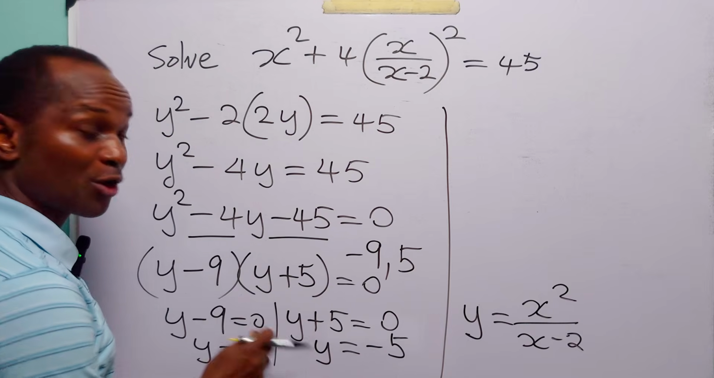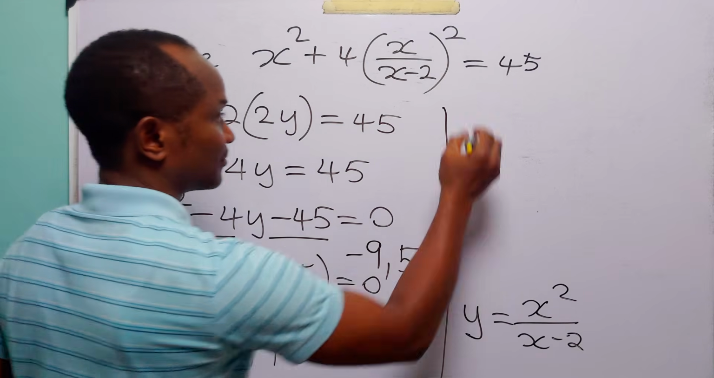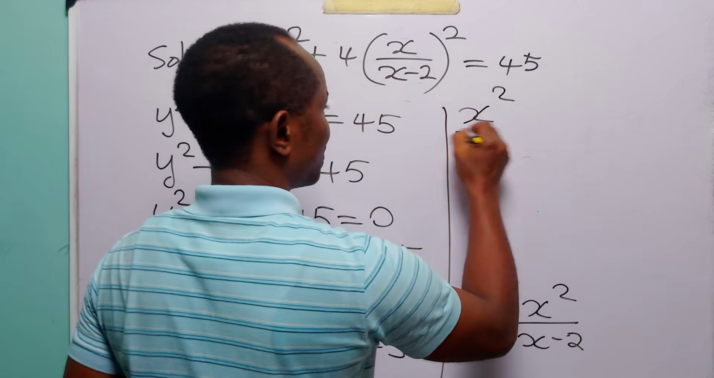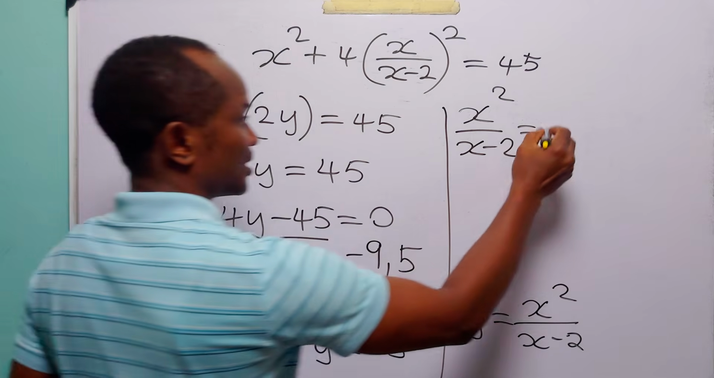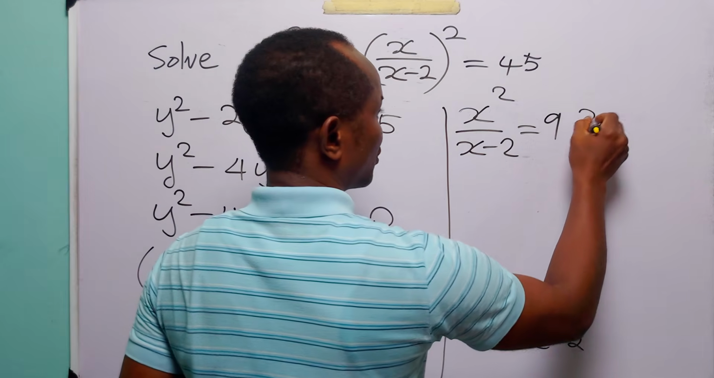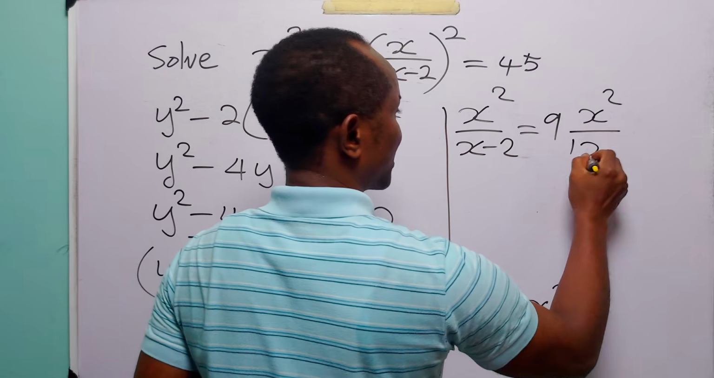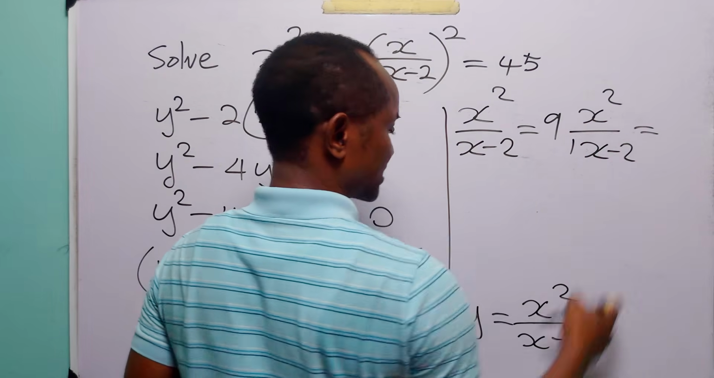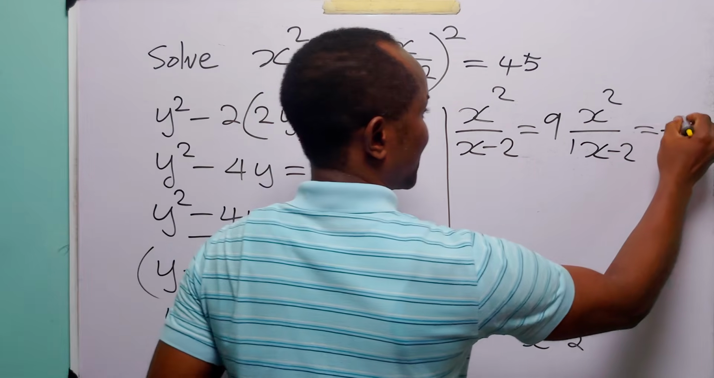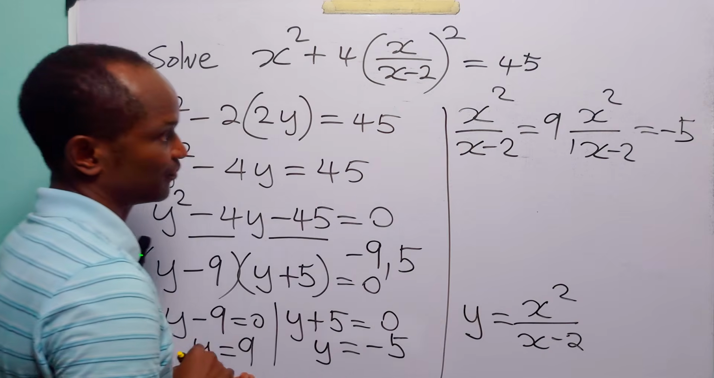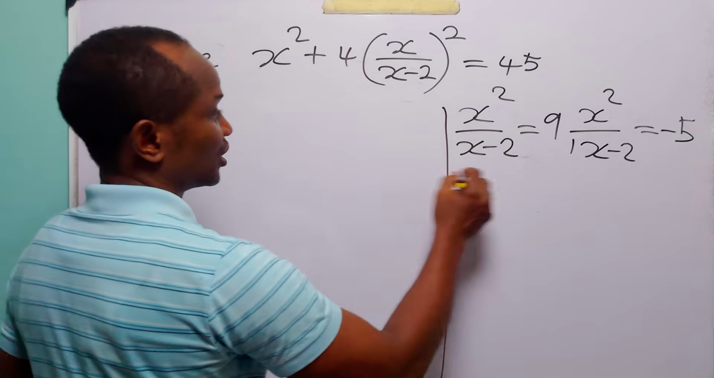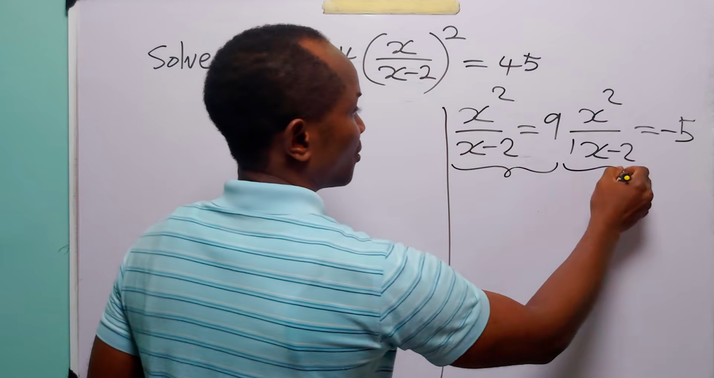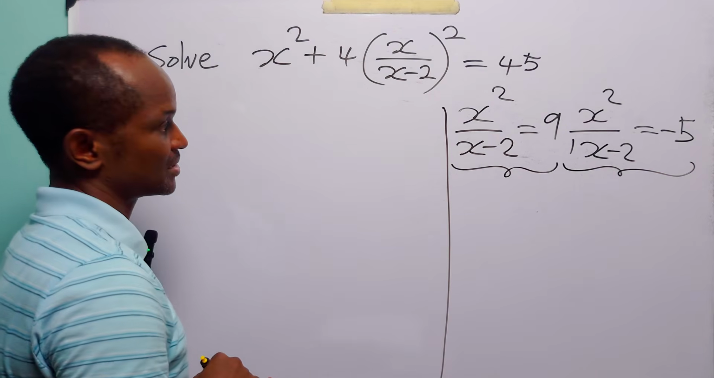And ultimately from here we have that x squared over x minus 2 is equal to 9, or x squared over x minus 2 is equal to minus 5. So now you can see how we have broken down this equation into two quadratic equations.